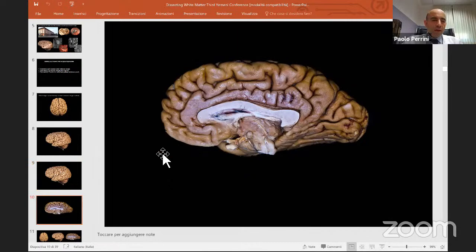Also in the mesial surface, we can appreciate some invariance. For example, the cingulate gyrus always presents the cingulate sulcus, which gives off a branch, the ascending branch of the cingulate sulcus, that always indicates the posterior aspect of the sensorimotor area.